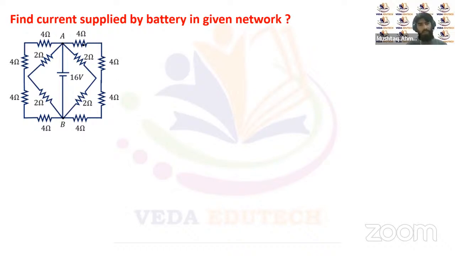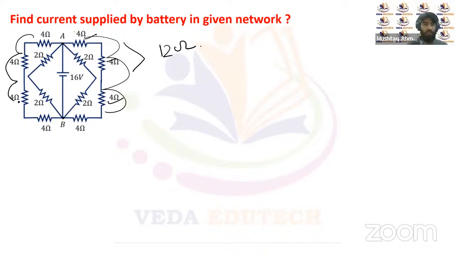Now you can clearly see that these three resistors are in series: 4 ohm, 4 ohm, and 4 ohm. If we just replace these three resistors with a single resistor, that will be equal to 12 ohm. Similarly, these three resistors are once again in series. We can also replace them with a 12 ohm resistor.